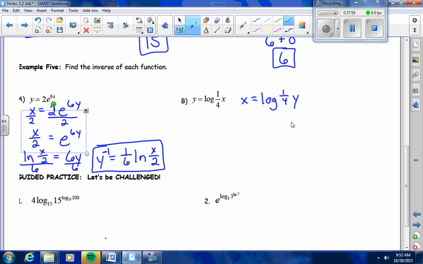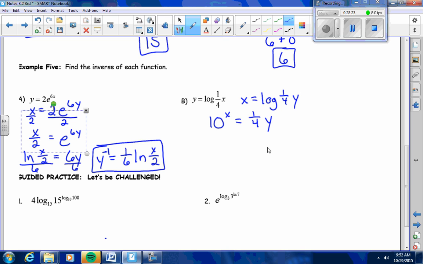Exponential form, we start with the base. What is the base of the logarithm? 10, because this is log, not natural log. So the base is 10. What power do we raise it to? 10 to the x equals what? 1/4 y. Okay, now we're getting somewhere.